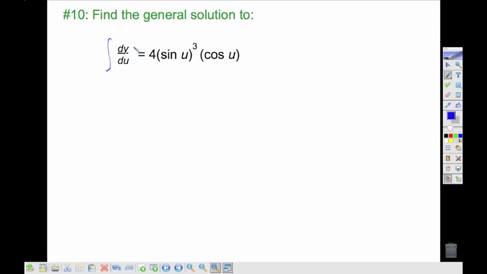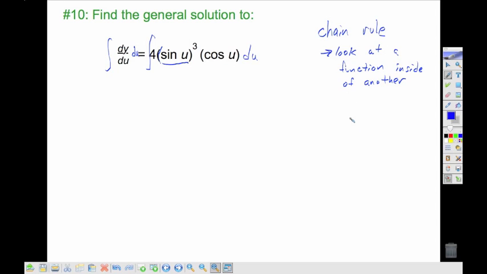I notice our variable this time is u, so I'm actually going to be using the integral with du on here. But what we need to do to take an antiderivative, there's a bit of a trick here. Notice that we have this sine of u inside of something that's raised to the third power. What we should suspect in this case is that maybe the chain rule was used to get here. And so we want to look at what's inside of a more complicated function. So we want to look at a function that's inside of another, which would be the sine u.